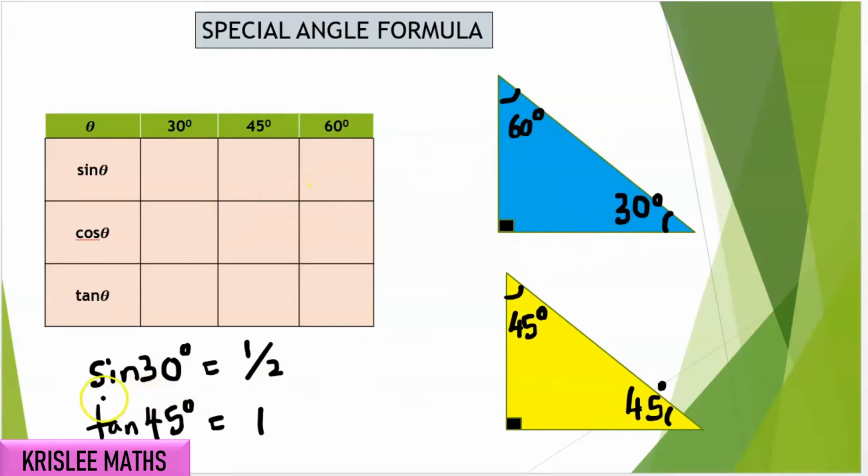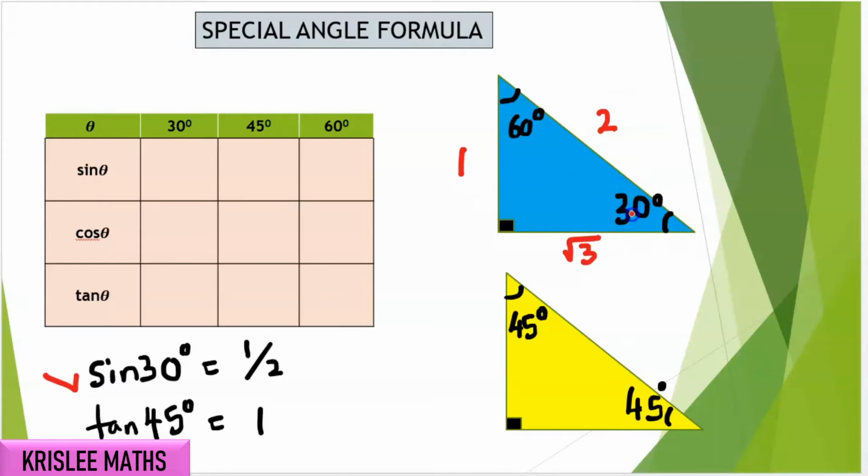Here, let's start with sine 30 degree. Given sine 30 degree as 1 over 2, that means the opposite is 1, the hypotenuse is 2. Using Pythagoras theorem, you will be able to find the third side. That will be square root of 3. Now we have a complete triangle.